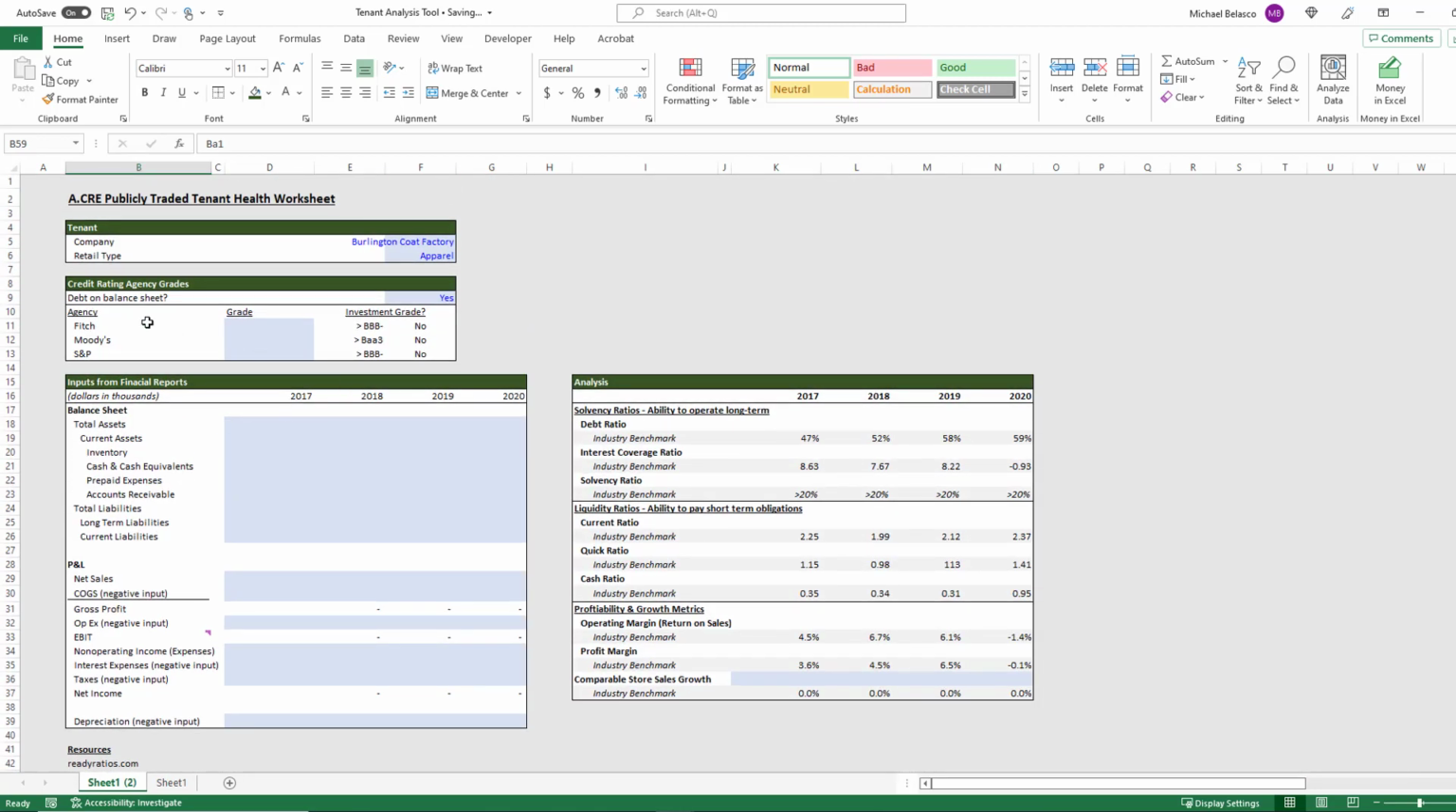So sometimes you may have tenants that are straddling, and Fitch and Moody's might have BBB minus.